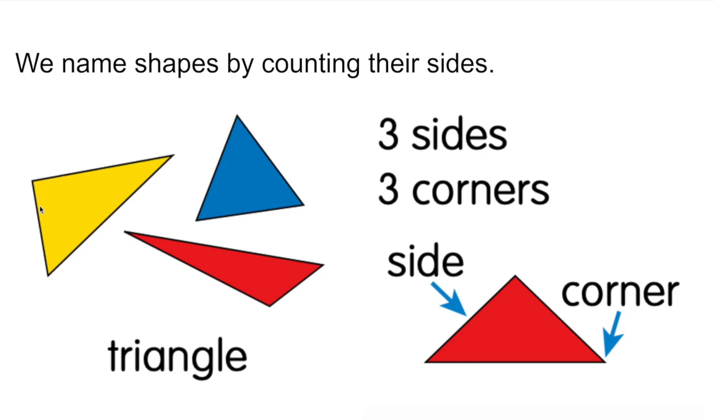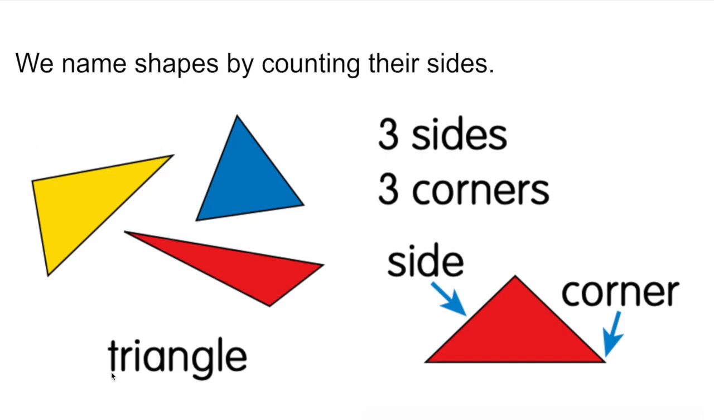One, two, three. One, two, three. One, two, three. Triangles also have three corners. One, two, three. One, two, three. One, two, three. And one, two, three.